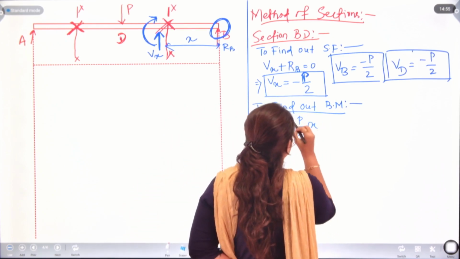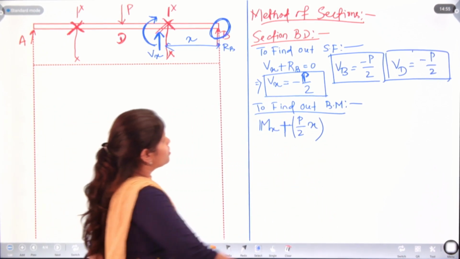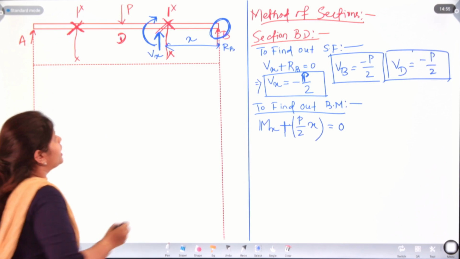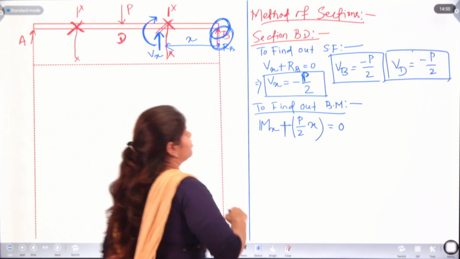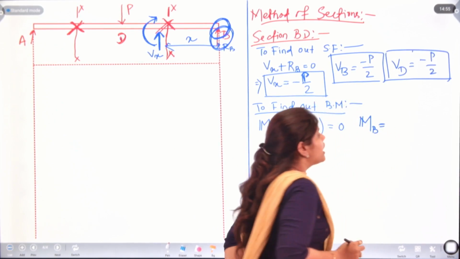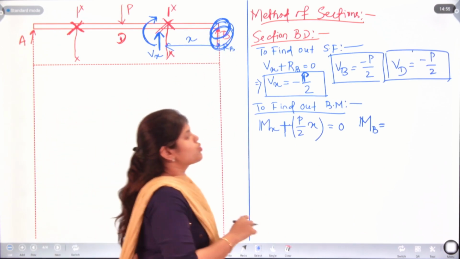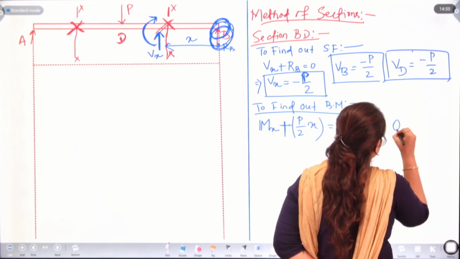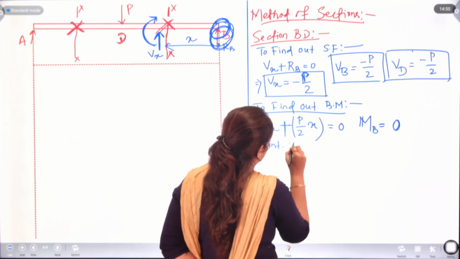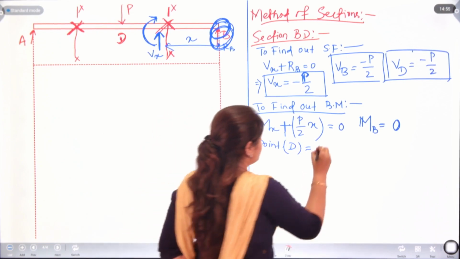We can write P by 2 into x is equal to 0. So, at point B, the moment at B will be 0, as you can see the distance here is 0. And at point D, the distance is L by 2.